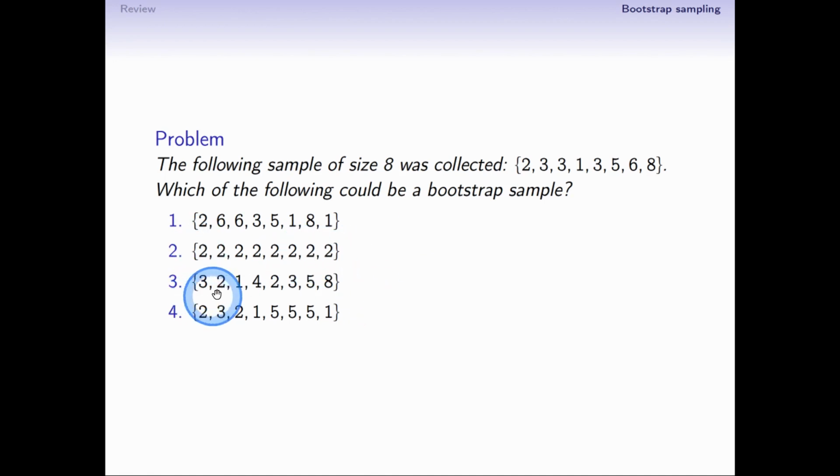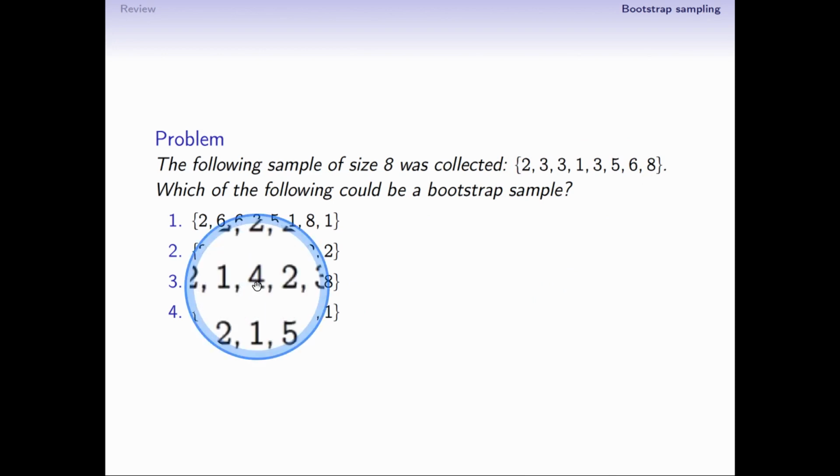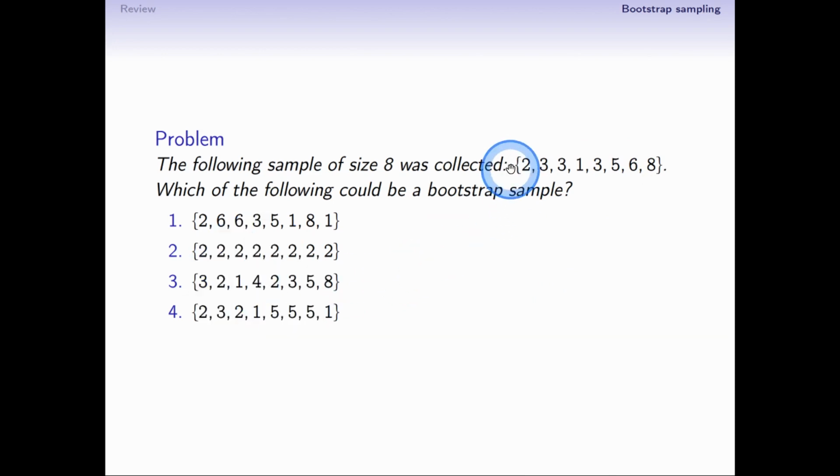All right, what about this next one? Well, it consists of 8 elements, and that's fine. So far, so good. Does it only consist of the elements that we see in our set here? And when we look at this, we can see, in fact, that this number 4 is not an element in our original sample, and therefore it cannot be appearing in any valid bootstrap sample.